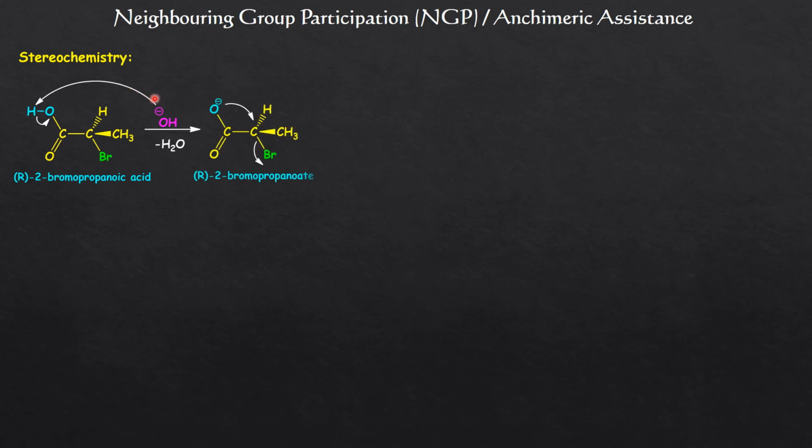Now let us understand the stereochemistry of this mechanism by taking an example of R-2-bromopropanoic acid, which has a chiral center. In step 1, the base will simply abstract the proton from OH to give a carboxylate ion having a negative charge on oxygen. Now this electron-rich oxygen will act as an internal nucleophile, and it will attack the chiral carbon from the backside of the leaving group to carry out the first intramolecular SN2 reaction. As a result, we will get a cyclic intermediate.